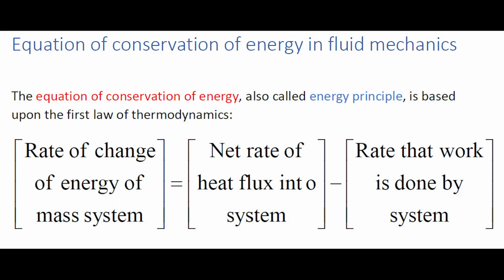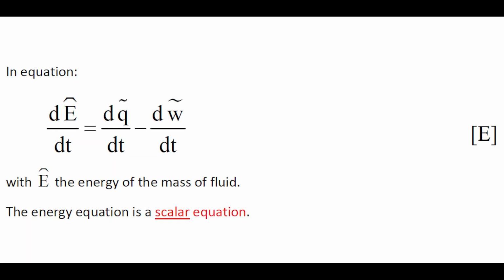The equation of conservation of energy, also called the energy principle, is based upon the first law of thermodynamics, namely, the rate of change of energy of the mass system equals the net rate of heat flux into the system minus the rate of work done by the system. This can be expressed in an equation, and this is a scalar equation.